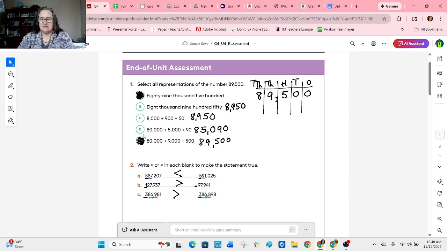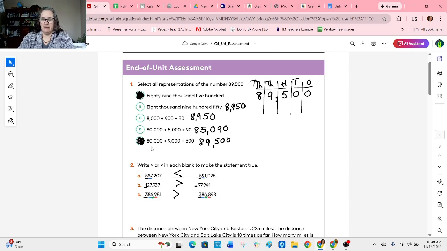Then D is 80,000, which is true, but then the digits or the numerals 9 and 5 are in the wrong place value units in this expanded form. And then this last one is the expanded form for the correct number.